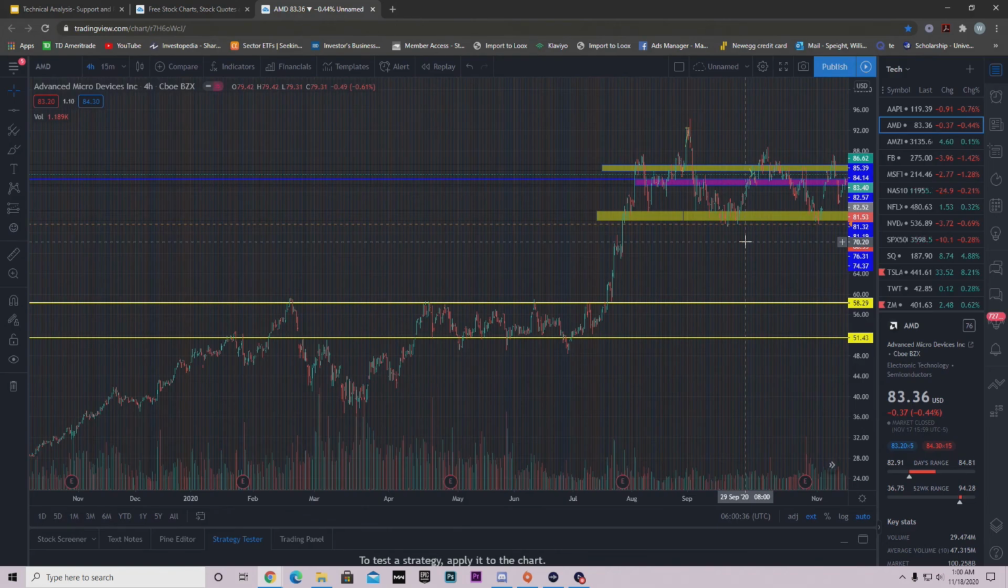But anyways, guys, this was just a quick little tutorial on how to identify support and resistance levels and how to actually use that to trade.